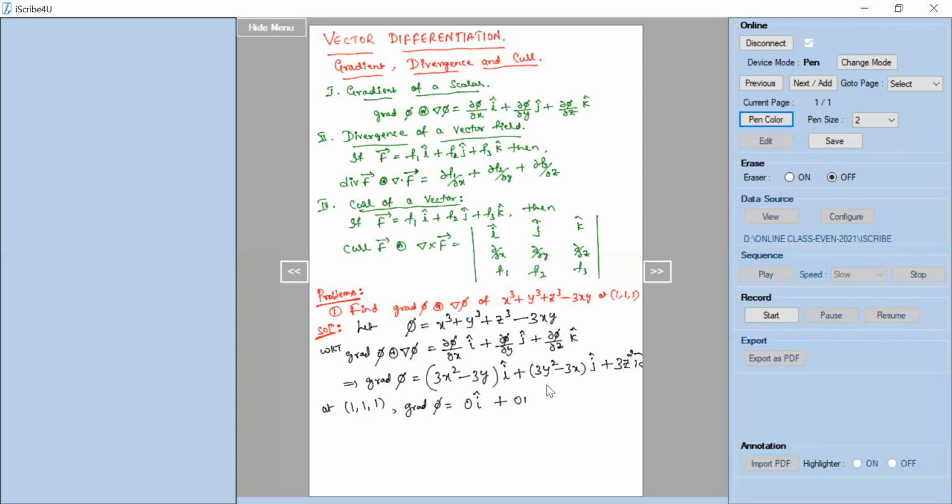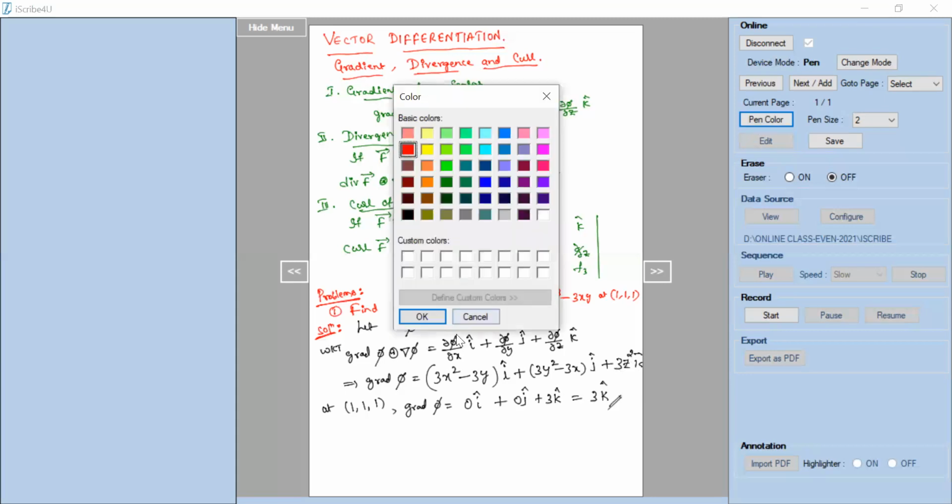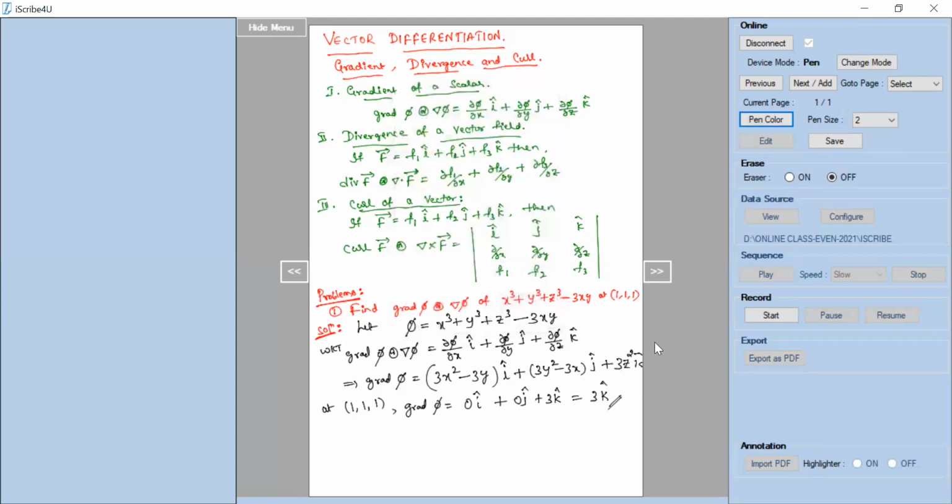So it is 0 j cap. Coming to the last term, if I put z equal to 1 here, so 1 square is 1, 1 into 3, 3. So it is 3k cap. So I can say that the answer of this problem is just 3k cap. This is the gradient of a scalar. So this is how we can find the gradient of a given scalar function.